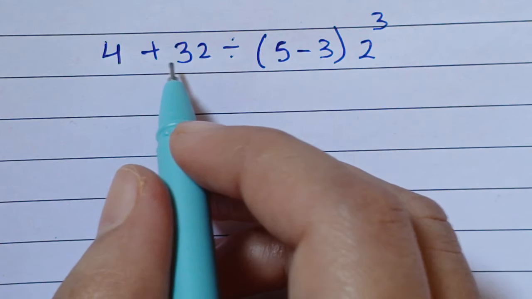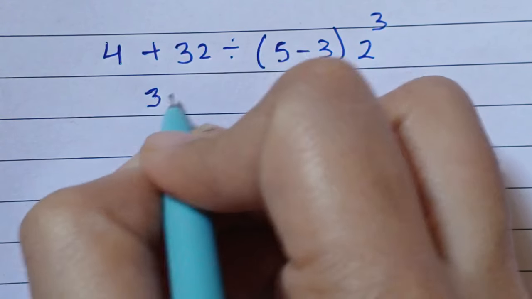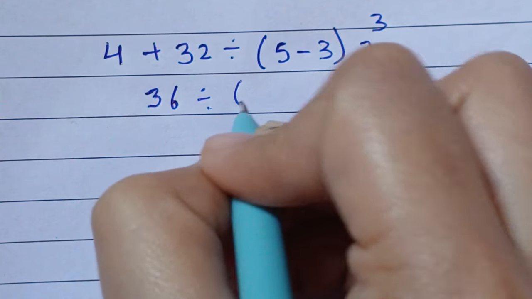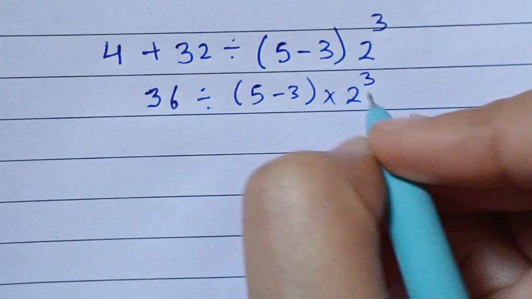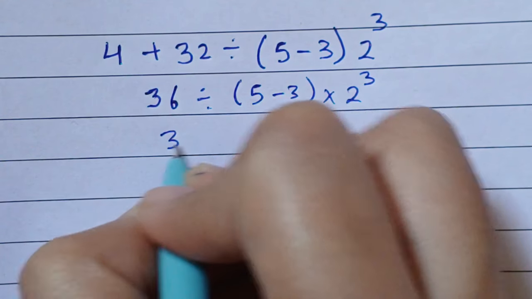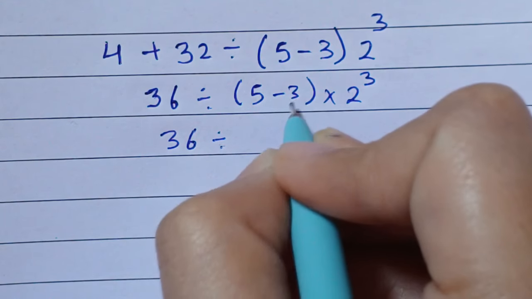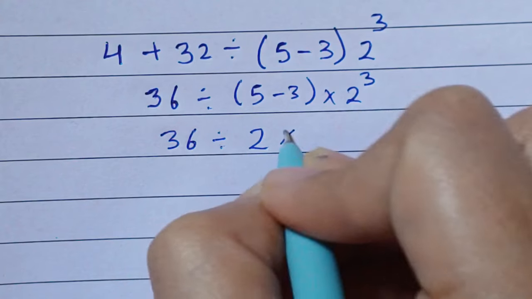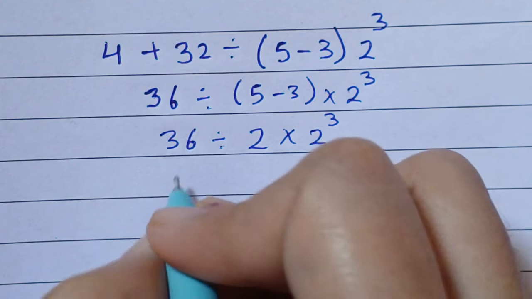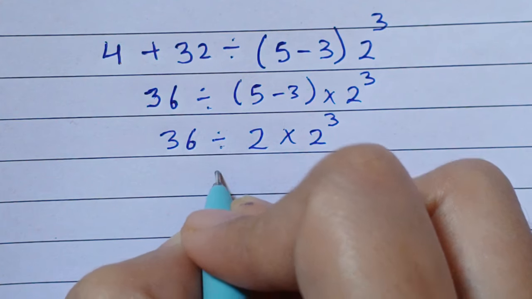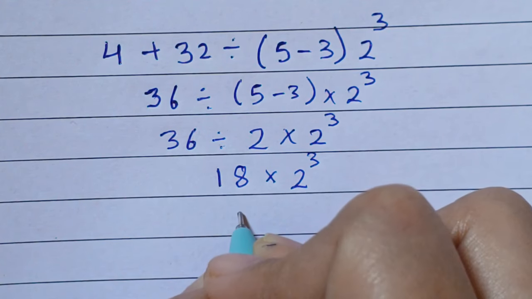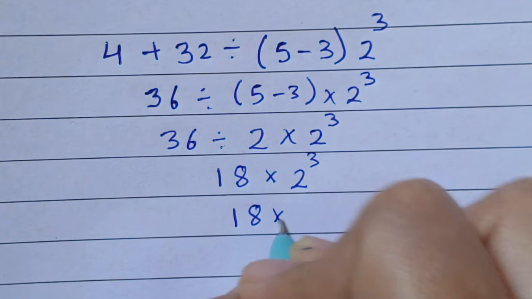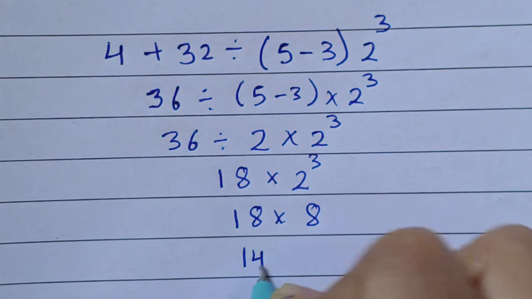So here 4 plus 32 which is 36 divided by 5 minus 3 times 2 cube. Then 36 divided by 5 minus 3 which is 2 times 2 cube. So here 36 divided by 2 which is 18 times 2 power 3. So here 18 times 8 which is 144.